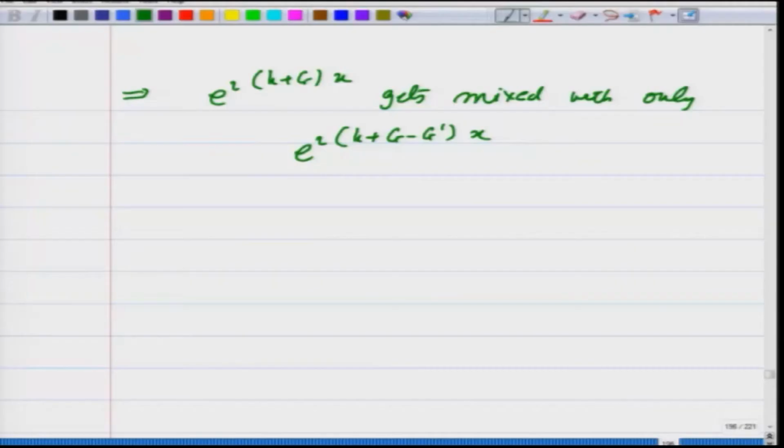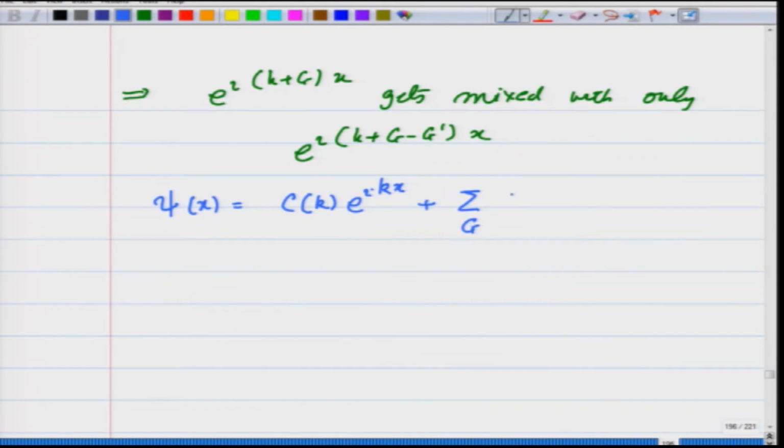So the wave function is going to be ψ(x) is equal to, let me now separate out g equals 0, some coefficient c_k e^{ikx} plus summation over g.